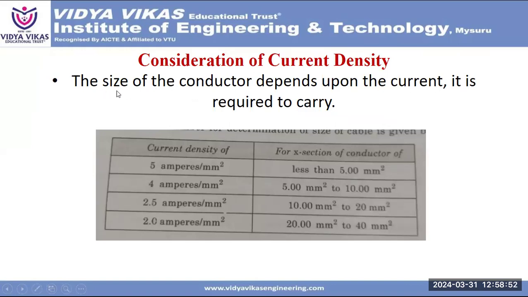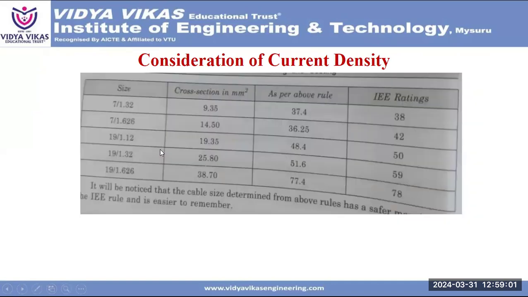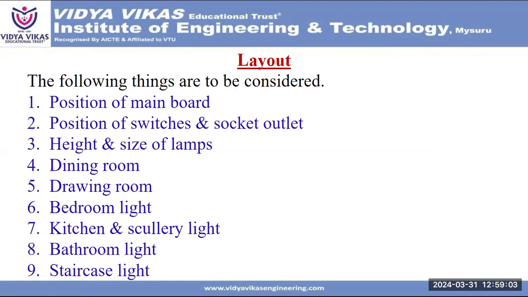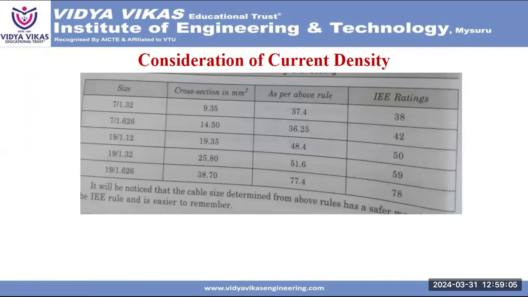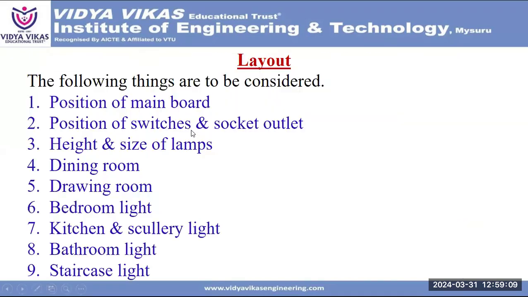And then consideration of current density. The size of the conductor depends upon the current it is required to carry. This is something about current density. I'm not going to take much time on current density. Please check out the slides. And then the layout, how the layout looks.